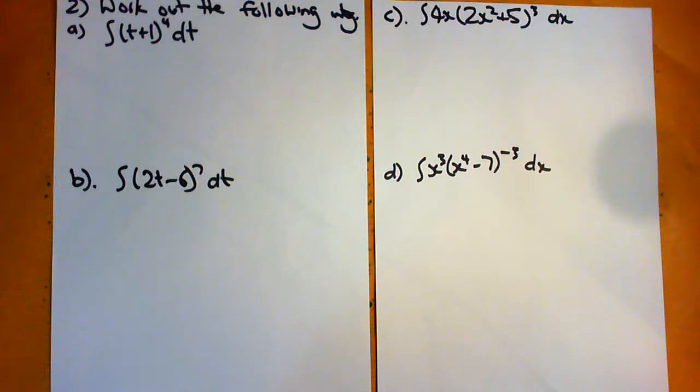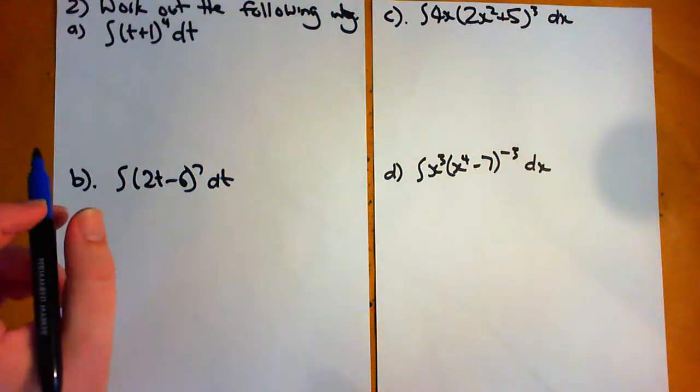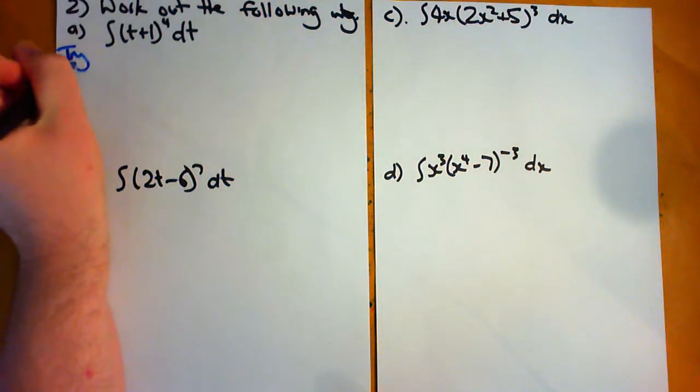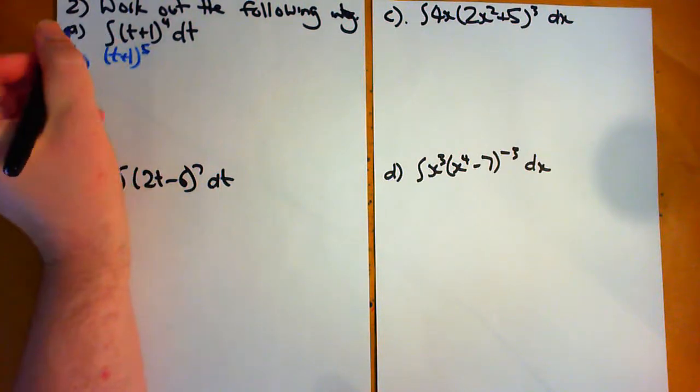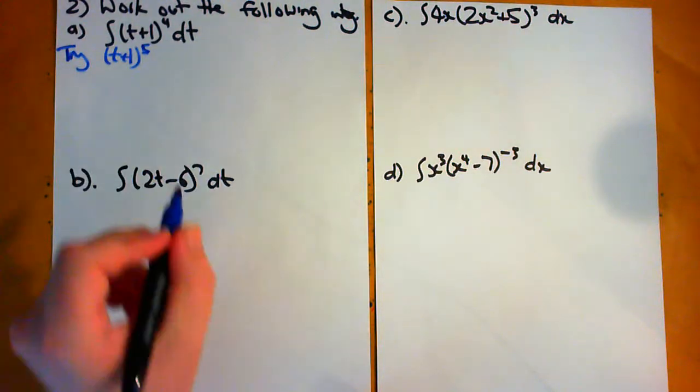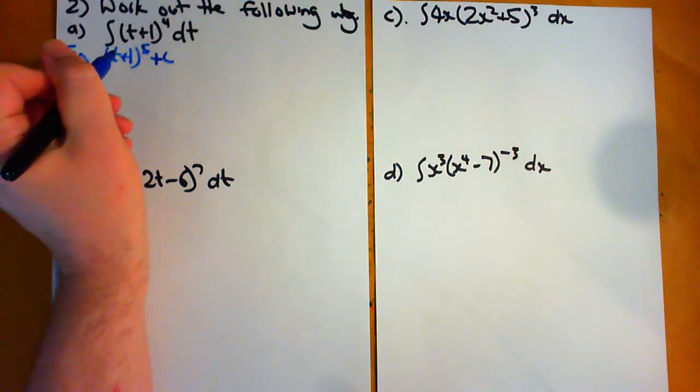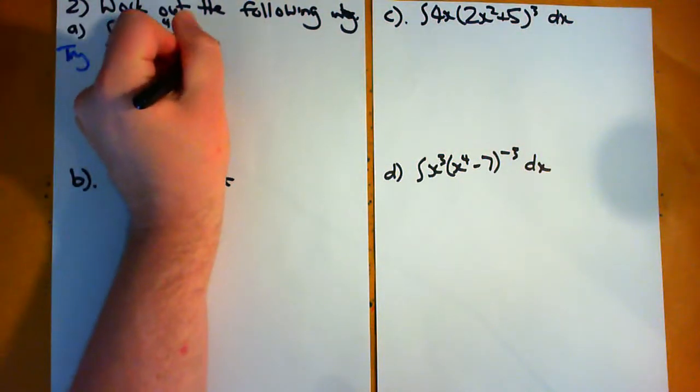So if we were to integrate t plus 1 to the power of 4, it's natural to expect it's going to be t plus 1 to the power of 5. Possibly over 5. We'll find out for sure, but for now we'll just make it t plus 1 to the 5 as our guess. So we'll try t plus 1 to the power of 5. That's what we're going to try. Plus c, of course.